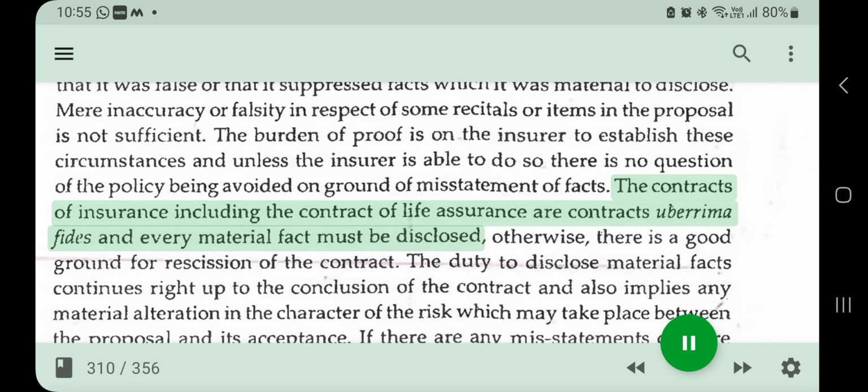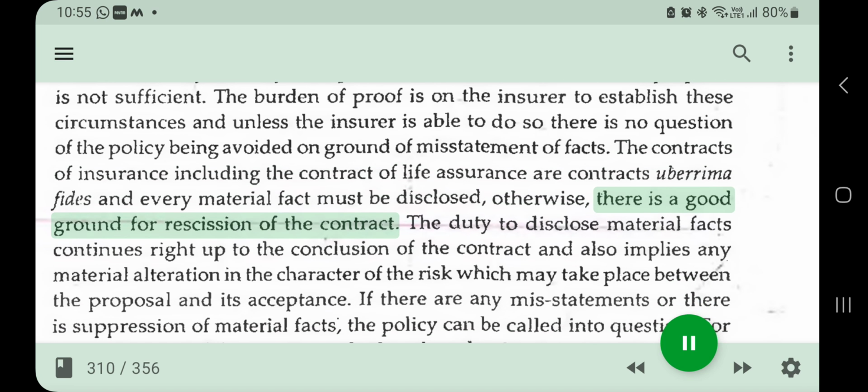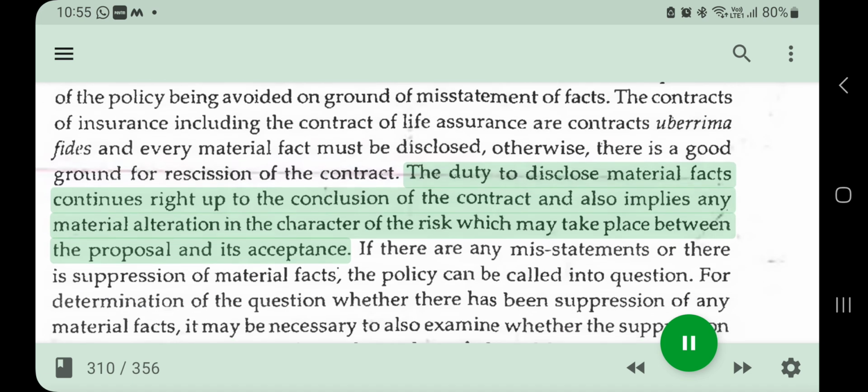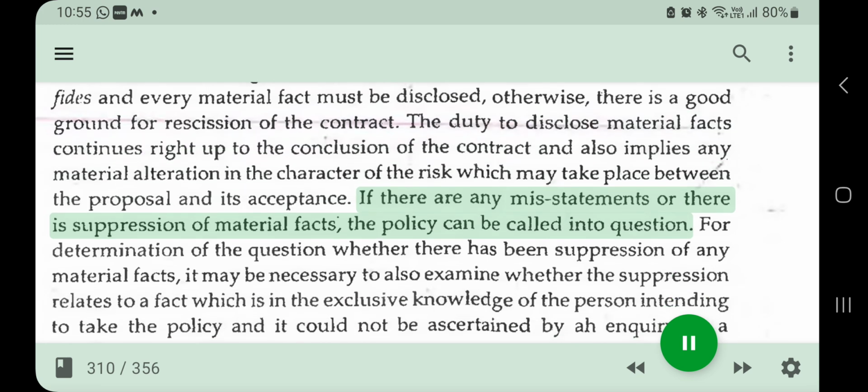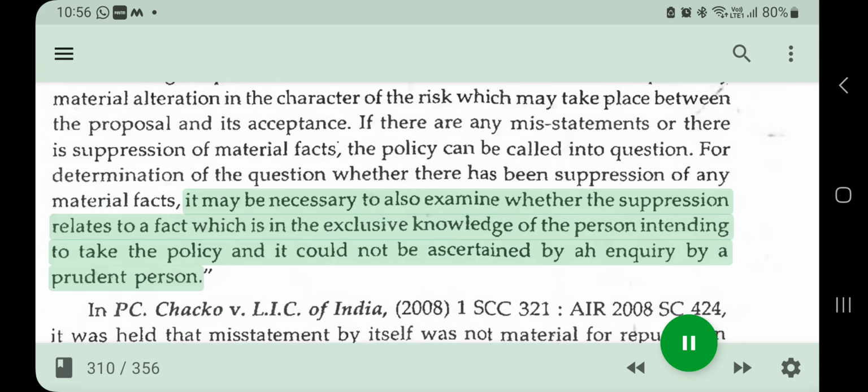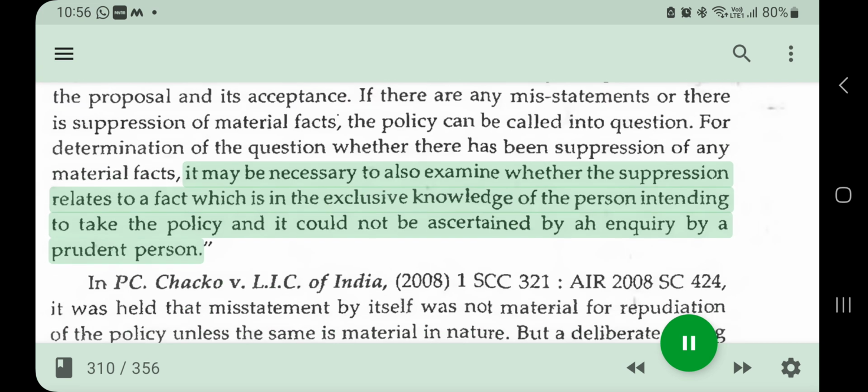The contracts of insurance, including the contract of life assurance, are contracts uberrima fides, and every material fact must be disclosed, otherwise, there is a good ground for rescission of the contract. The duty to disclose material facts continues right up to the conclusion of the contract and also implies any material alteration in the character of the risk which may take place between the proposal and its acceptance. If there are any misstatements or there is suppression of material facts, the policy can be called into question. For determination of the question whether there has been suppression of any material facts, it may be necessary to also examine whether the suppression relates to a fact which is in the exclusive knowledge of the person intending to take the policy, and it could not be ascertained by inquiry by a prudent person.